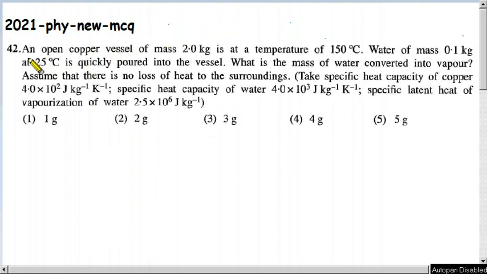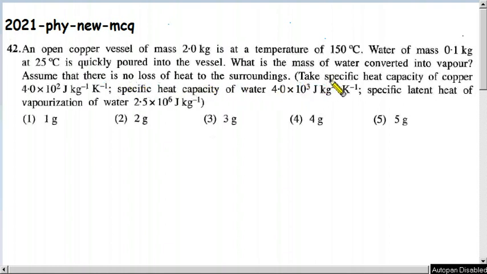Children, today I am going to discuss question number 42 from the MCQ part of the 2021 Physics new syllabus paper. An open copper vessel of mass 2.0 kilogram is at a temperature of 150 centigrade degrees. Water of mass 0.1 kilogram at 25 centigrade degrees is quickly poured into the vessel. What is the mass of water converted into vapor? Assume that there is no loss of heat to the surroundings.